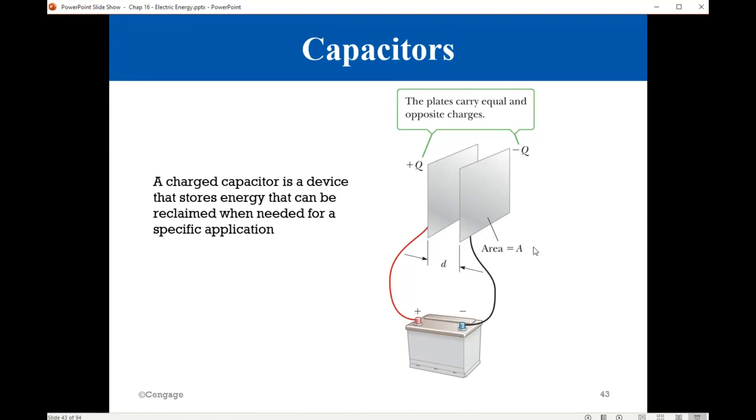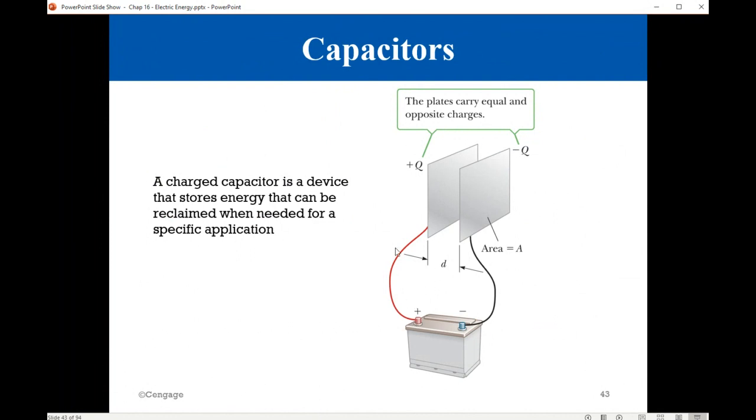We move on to capacitors. Any two parallel conductors can be defined as a capacitor. As you can see here, if you connect one of the conductors to the negative electrode of the battery and the other plate to the positive electrode, so now the same potential difference between these two electrodes is equal to the potential difference between the plates.